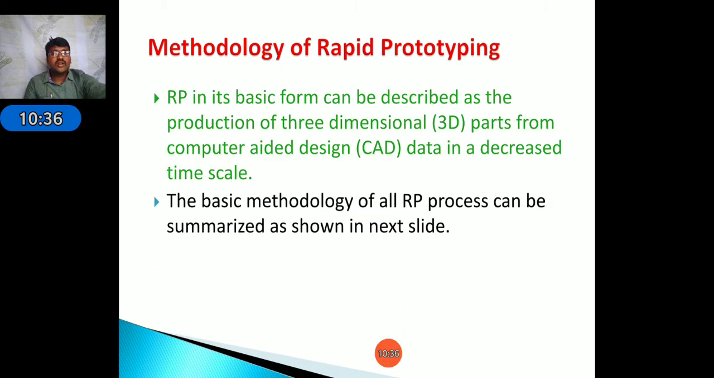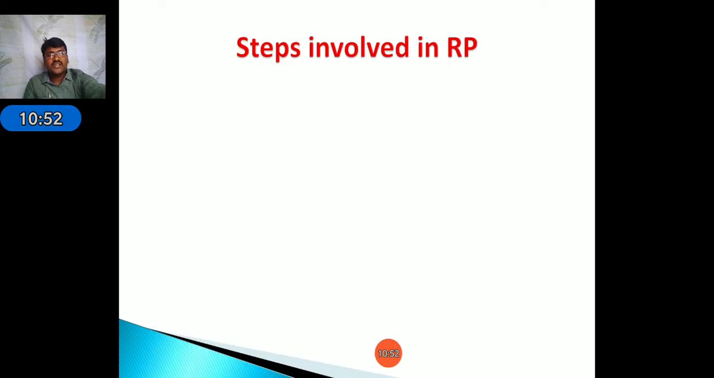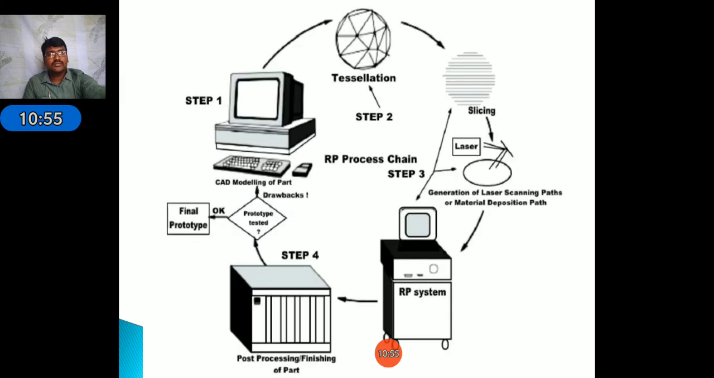Next, the basic methodology of all RP processes can be summarized as shown in the next figure. Observe in the diagram this step-by-step procedure. In step 1, we first prepare a CAD model by using a system or software. After that is the second step, tessellation. In this process the generated three-dimensional model is divided into a number of triangles. This process is known as tessellation.